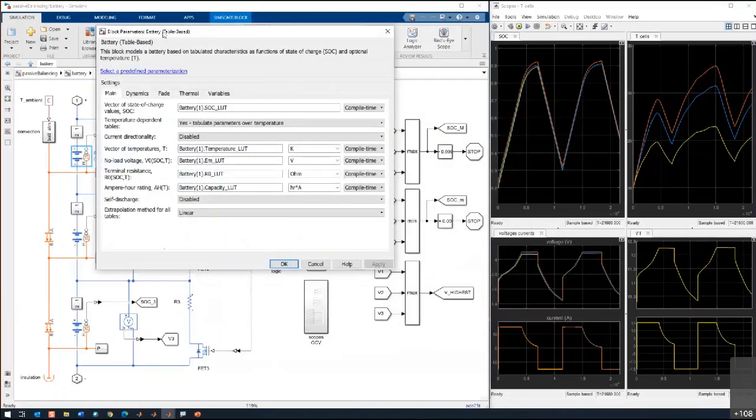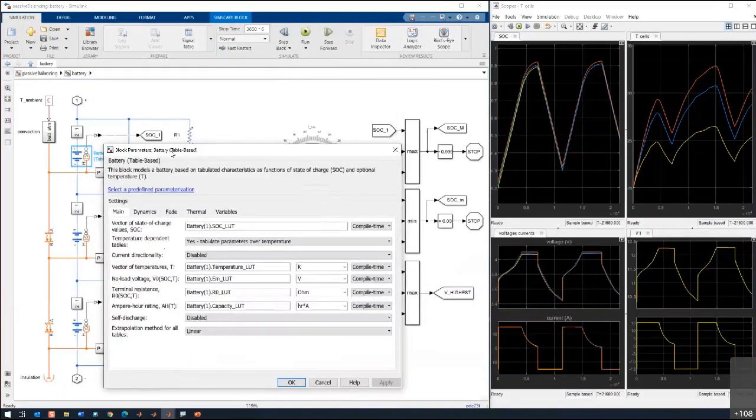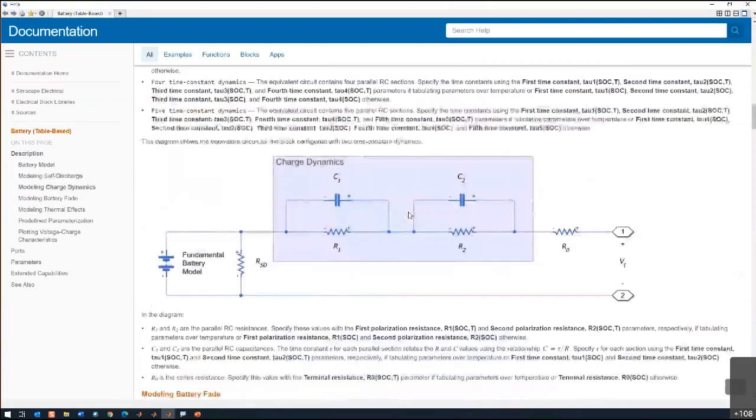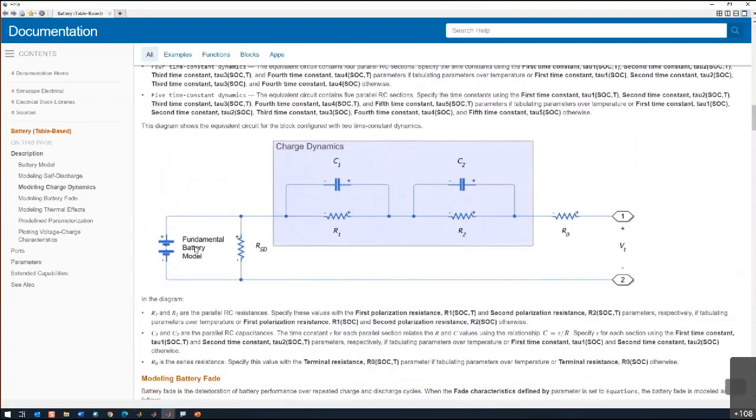Good. So this is a battery cell block, right? That has inside the behavior given by the equivalent circuit that we were referring to before. So what it has is, if I open the help in here, these components: an open circuit voltage, the internal resistance, and a few RC components that give the voltage relaxation behavior, right?